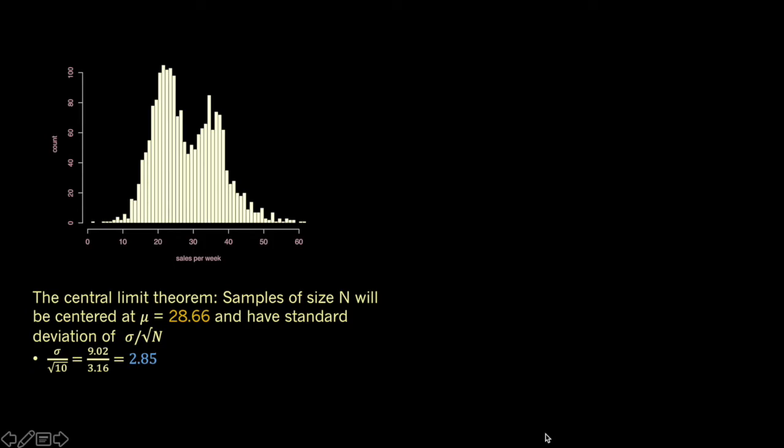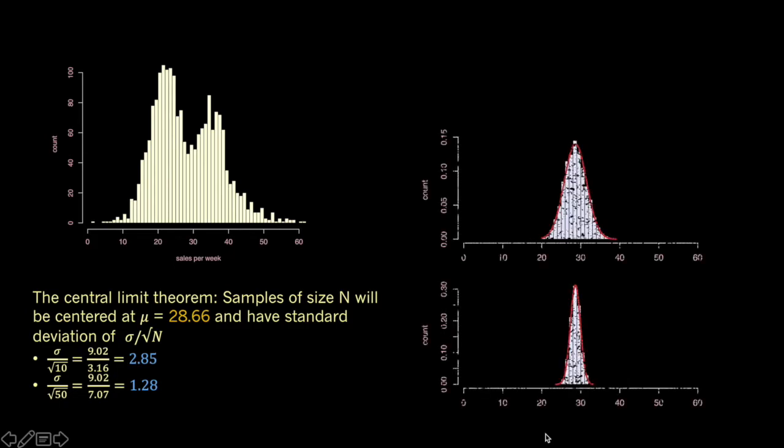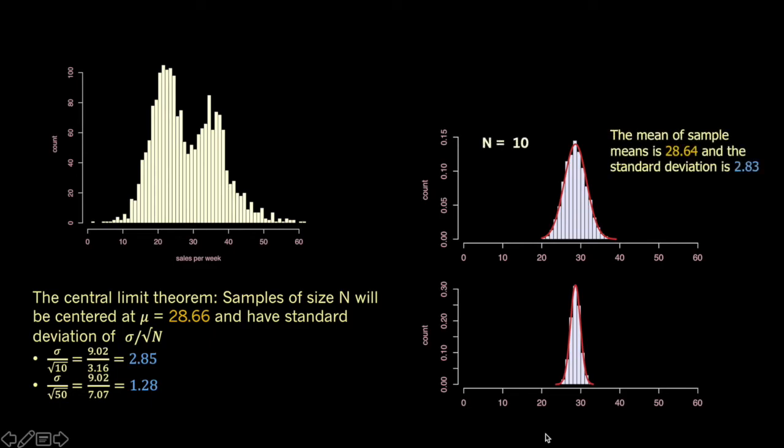Remember that for higher samples, we have a smaller variance of the means, and sigma over square root of 50 is 1.28. So let's look at these pictures now. These are the histograms that we collected before. The histogram in the top is for samples of n equal 10. This is the distribution of means that I simulated of samples of size 10.